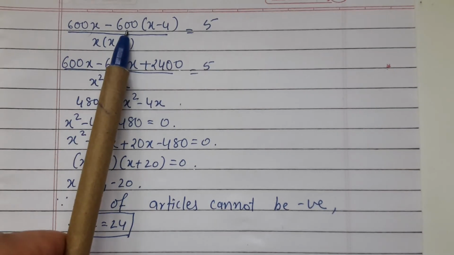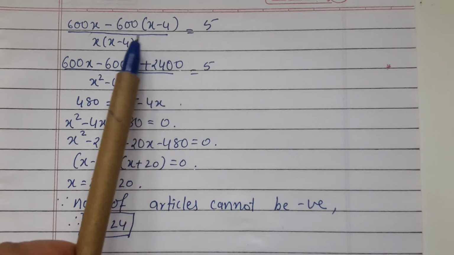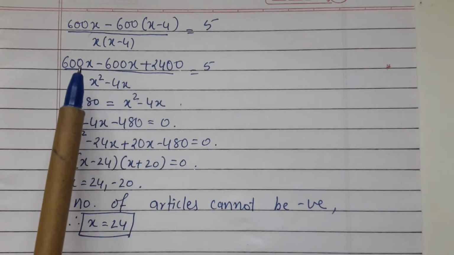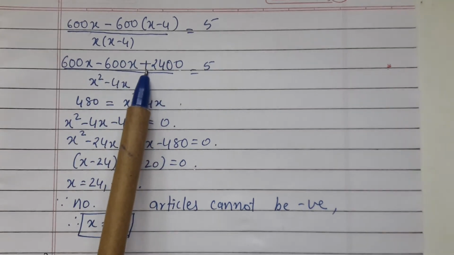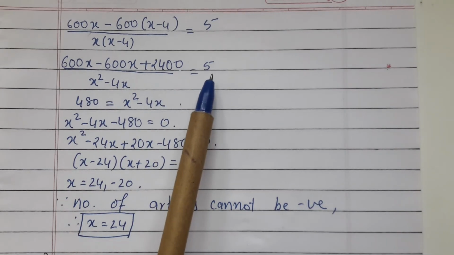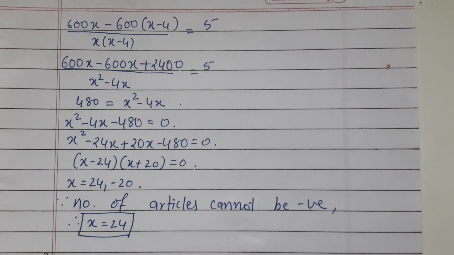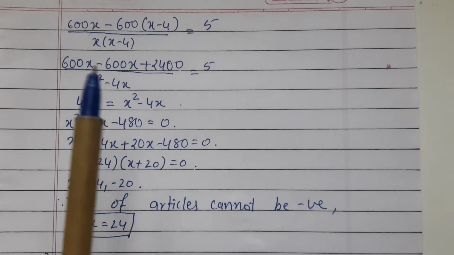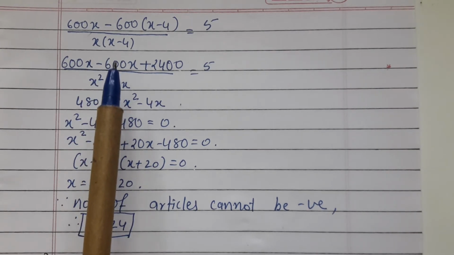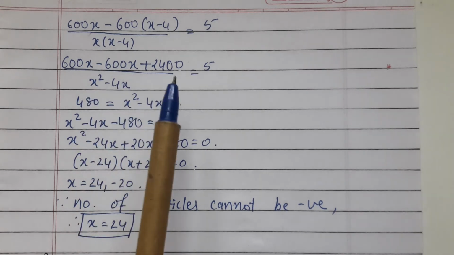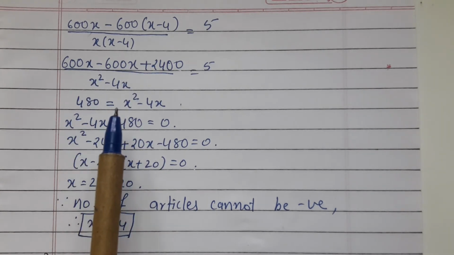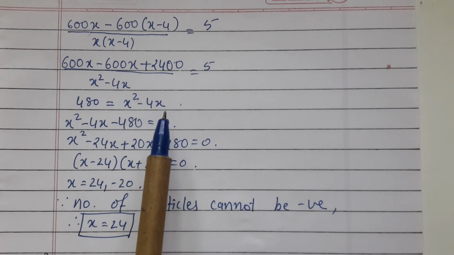600x minus 600 into x minus 4, upon x into x minus 4, equals 5. Open the bracket. 600x minus 600x plus 2400 upon x square minus 4x equals 5. 600x minus 600x gets cancelled. So here it is 2400 upon x square minus 4x equals 5. Divide by 5 on both sides. We get 480 equals x square minus 4x.